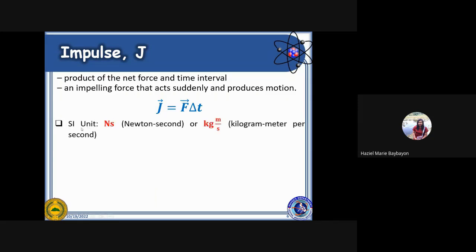Okay, so the SI unit of impulse is Newton second. So you have Newton from force and then second from time. Or this is also equal to kilogram meters per second. So these two units are equal. So 1 Newton second is equal to 1 kilogram meter per second. Okay, now, again, let us go back to the previous slide.